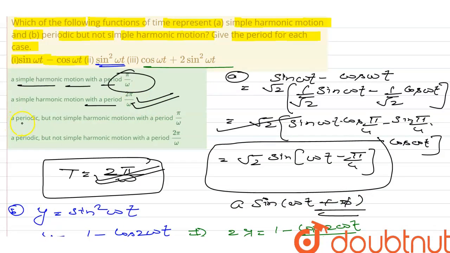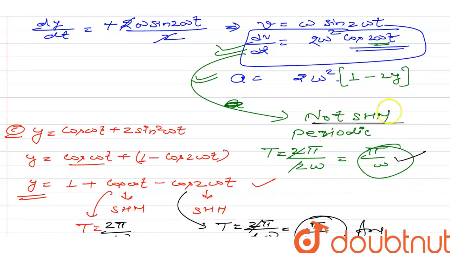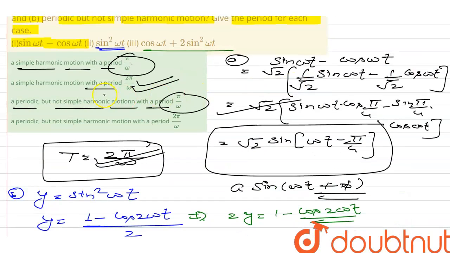Now the third option, periodic but not simple harmonic motion with the time period pi by omega. The second equation is not simple harmonic, it is periodic, and the time period is pi by omega, exactly correct. So our C option is also correct.